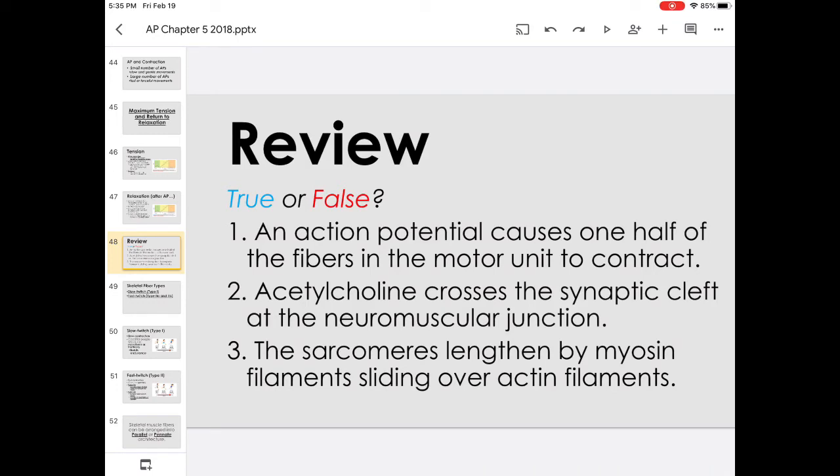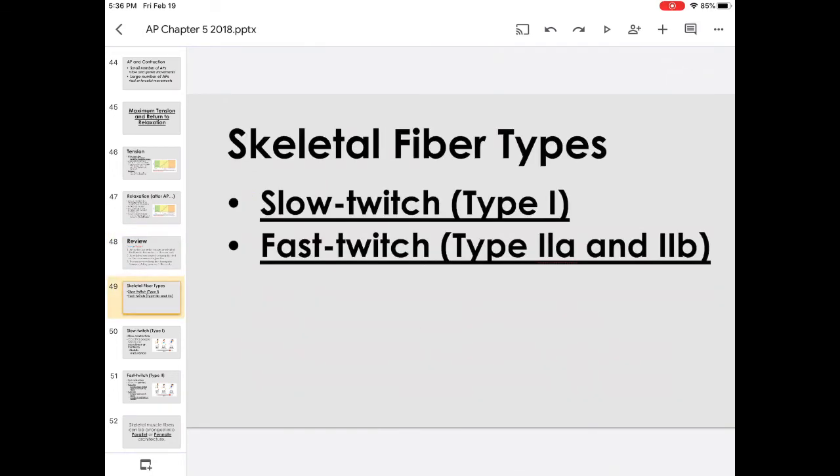So, in review. Number 1, an action potential causes half of the fibers in the motor unit to contract. True or false? That's false. Number 2, acetylcholine crosses the synaptic cleft at the neuromuscular junction. That is true. The sarcomeres lengthen by myosin filaments sliding over actin filaments. That's false. It's the opposite. The actin filaments will slide over the myosin filaments because the myosin filaments have the heads that pull these actin filaments.